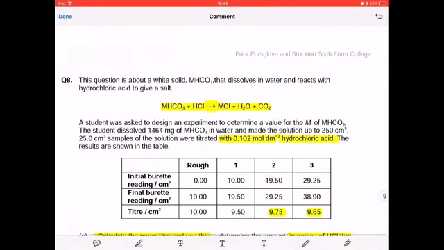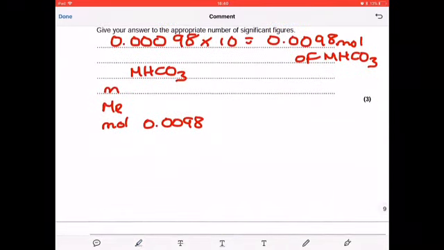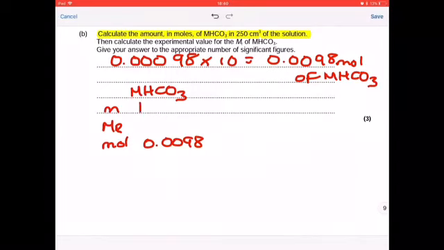If you have a look back at the top, it does tell us, and you do have to convert, that we've got 1,464 milligrams, which when you convert into grams is 1.464. To get the Mr, remember that it is mass, Mr and moles.